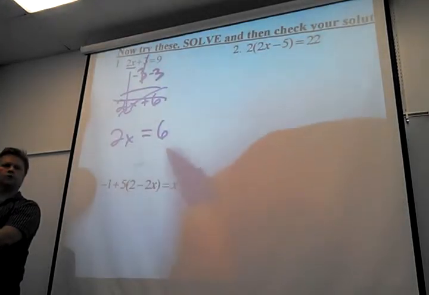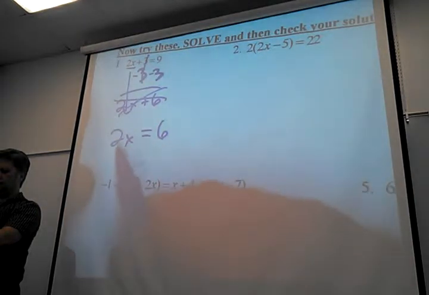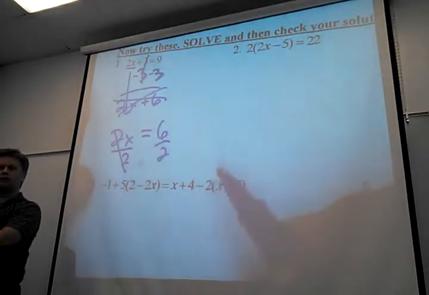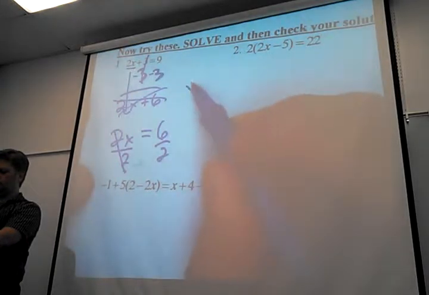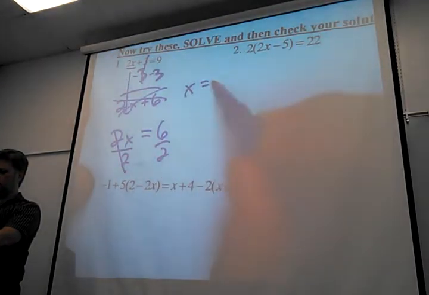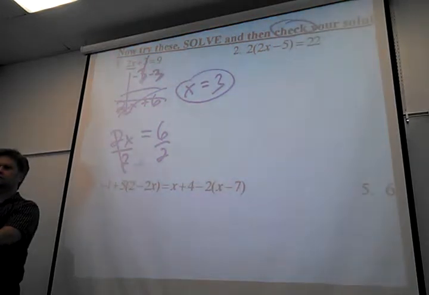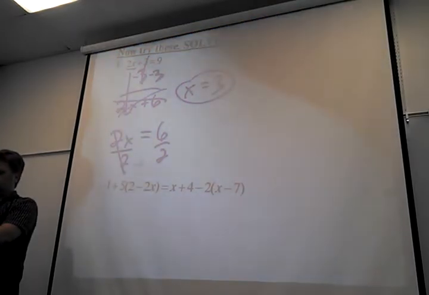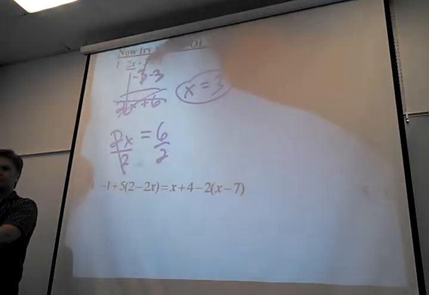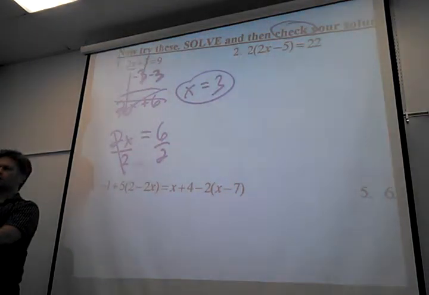Then the last thing I do, this is 2 times x. I don't want the 2 there, so let me divide by it so it goes away. And then you get x = 3. Now I said to check your solution also. 2 times 3, so twice 3 is 6, plus 3 is 9. It works.